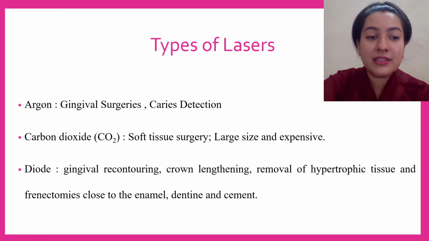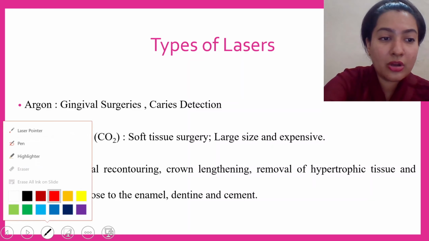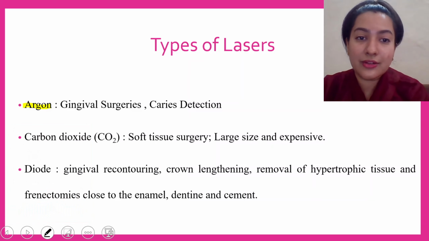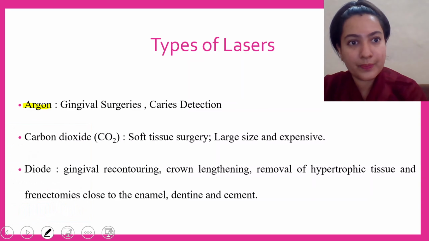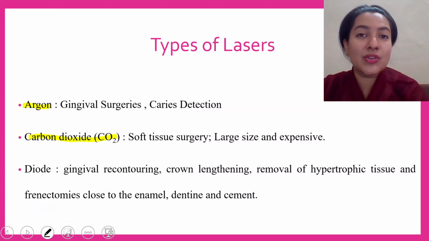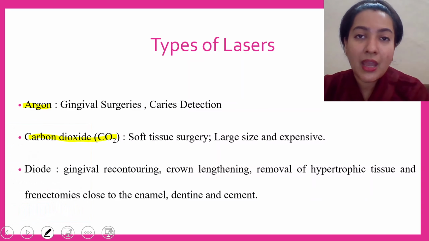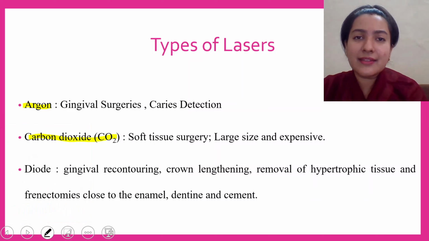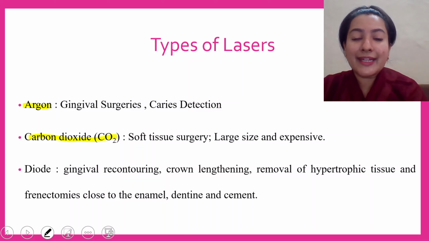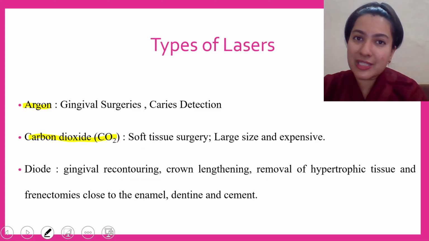Coming back to types of lasers, we have argon lasers. Argon lasers found their way pretty long back. They are used for gingival surgeries and for caries detection. Then we came across carbon dioxide lasers, which were also used for soft tissue surgery. But carbon dioxide lasers had the shortcoming that they were of very large size and they were expensive.